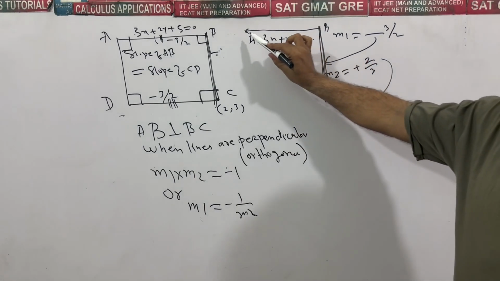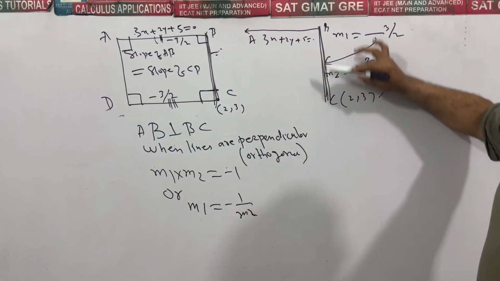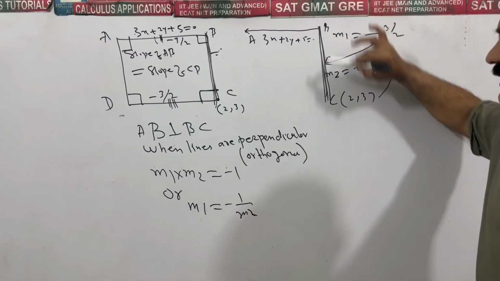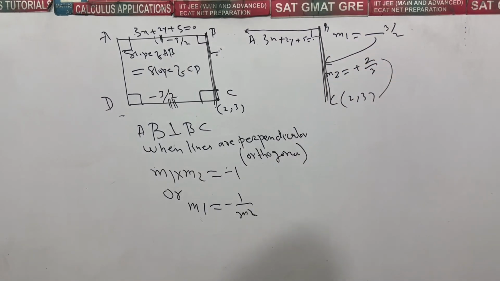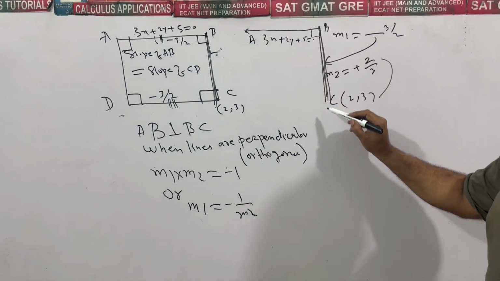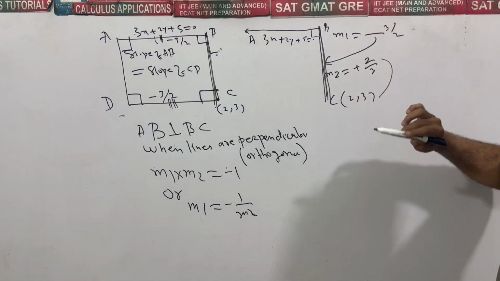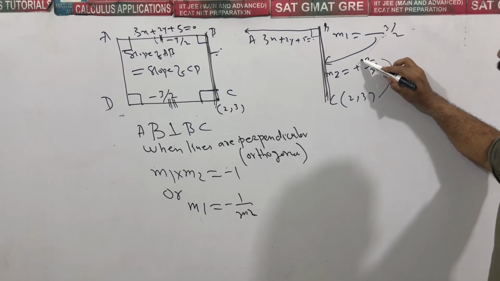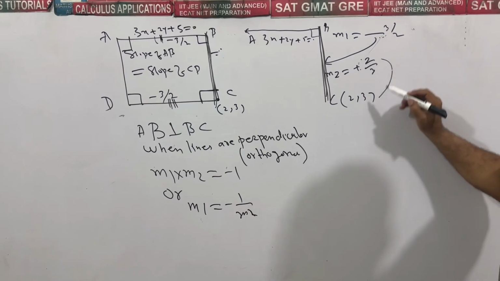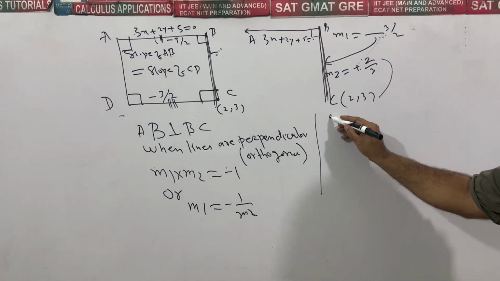Look at this. The slope of AB is minus 3 over 2, and BC is perpendicular to AB, by virtue that each angle of a rectangle is a right angle. By virtue of perpendicularity, if the slope of AB is minus 3 over 2, then the slope of BC is going to be the negative reciprocal of this one. Changing the symbol, make it reciprocal: 2 over 3. Now I have slope and I have point. I can easily write the equation of BC.